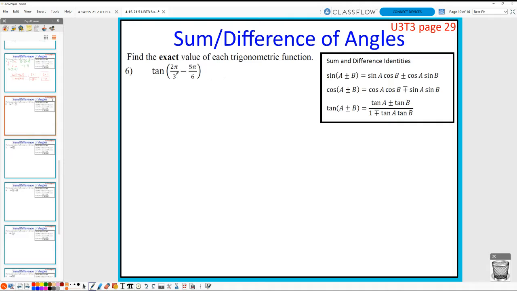Here, there's nothing we need to change. 2 pi over 3, this is in quadrant 2. 5 pi over 6 is also in quadrant 2. Okay, just kind of remind myself, that means every tangent is going to be negative. It's going to be a negative value.